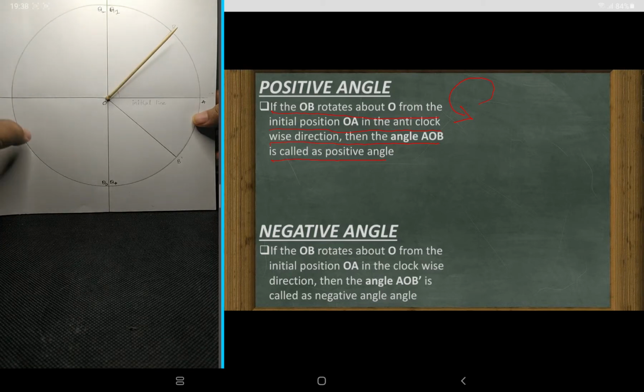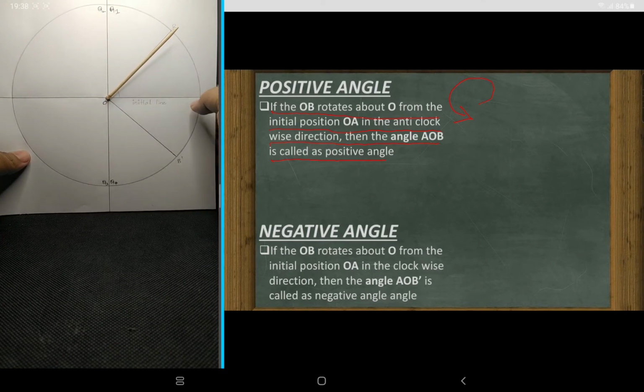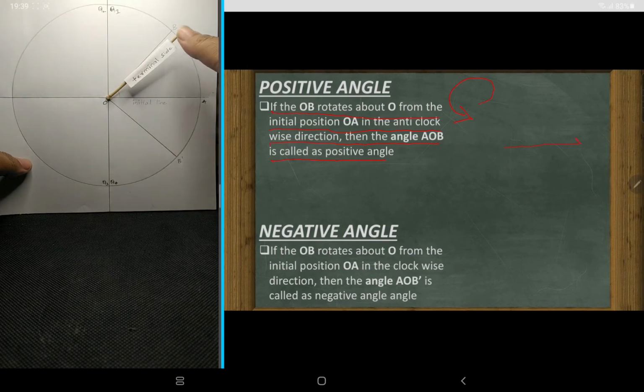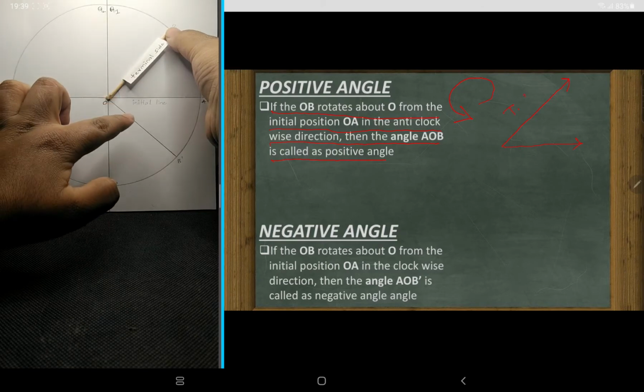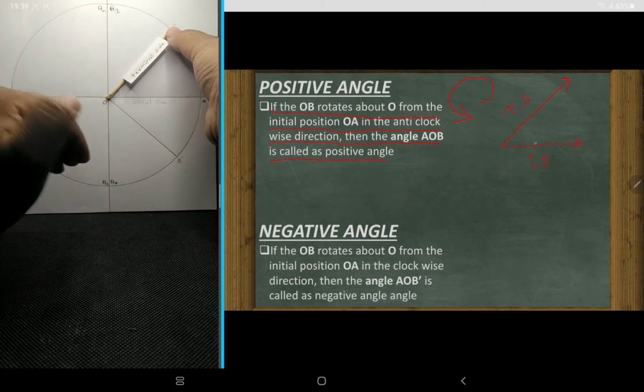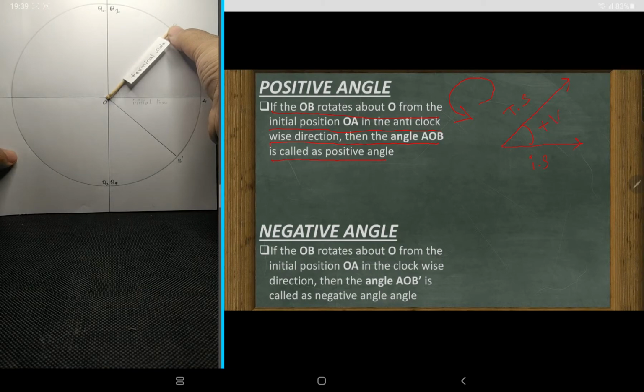Generally we call this OA the initial line. If a terminal side makes an angle in the anti-clockwise direction with the initial line, or initial side, then that angle is called a positive angle, and vice versa is a negative angle.